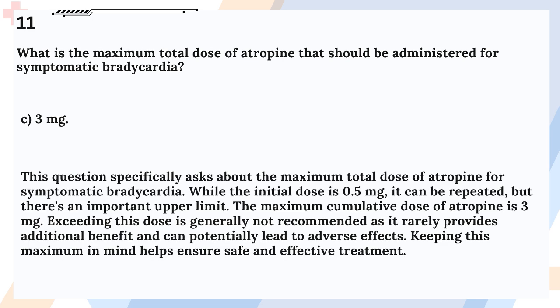Answer C. 3 mg. This question specifically asks about the maximum total dose of atropine for symptomatic bradycardia. While the initial dose is 0.5 mg, it can be repeated, but there's an important upper limit. The maximum cumulative dose of atropine is 3 mg. Exceeding this dose is generally not recommended as it rarely provides additional benefit and can potentially lead to adverse effects. Keeping this maximum in mind helps ensure safe and effective treatment.